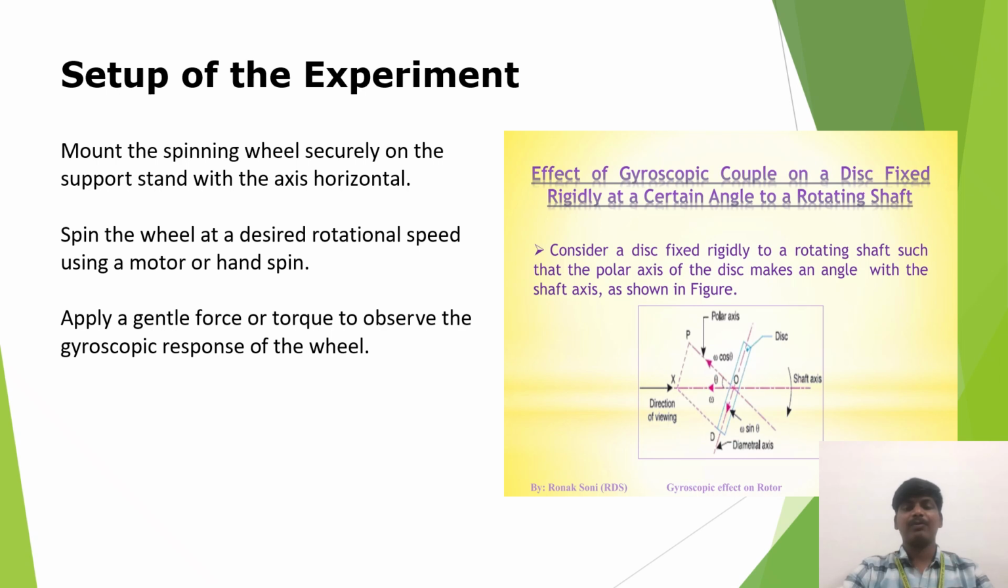Effect of gyroscopic couple on a disc fixed rigidly at a certain angle to a rotating shaft. Consider a disc fixed rigidly to a rotating shaft such that the polar axis of the disc makes an angle with the shaft axis, as shown in the figure. As shown in the figure, the polar axis is cos theta and the shaft axis is sin theta. The direction of precession and direction of axis: the diagram represents the gyroscopic effect on a rotor.